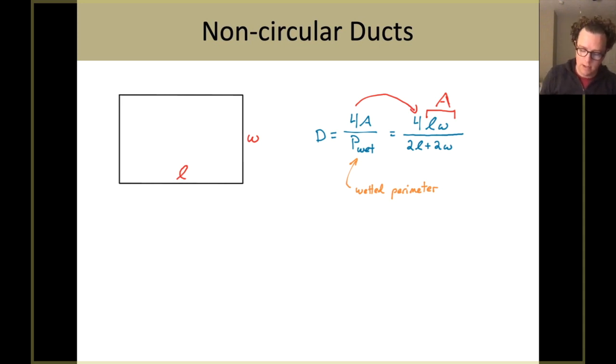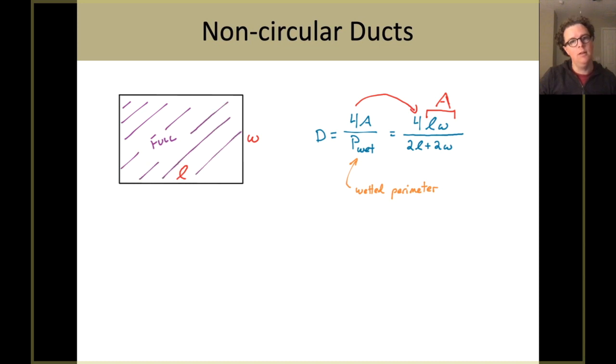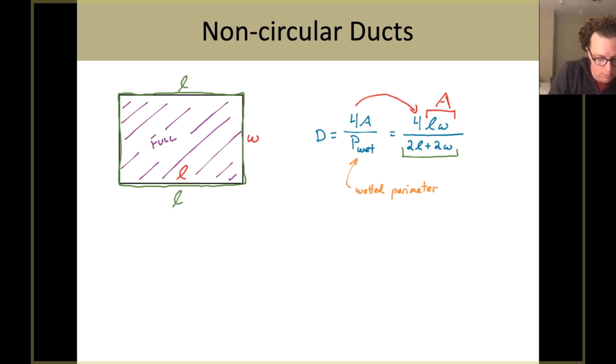And then in the denominator, the wetted perimeter, this is trying to describe what is the length of the wall of that duct that's in contact with the fluid. And so for example, if this thing is flowing full, then the wetted perimeter that we're trying to calculate is the entire outer surface of the pipe. So I've got 2L plus 2W because we have L on the top and bottom and a width on the left and right. So 2 L's plus 2 W's.